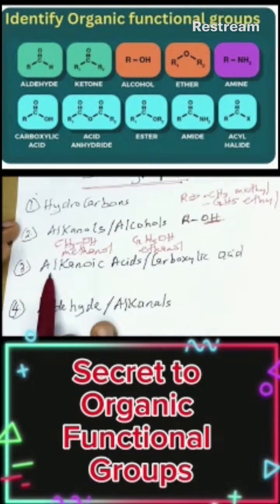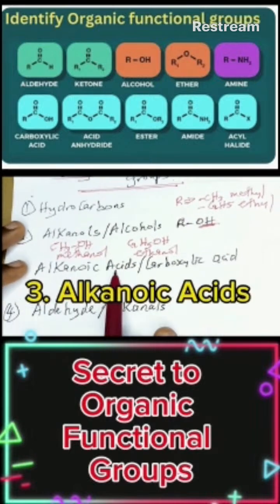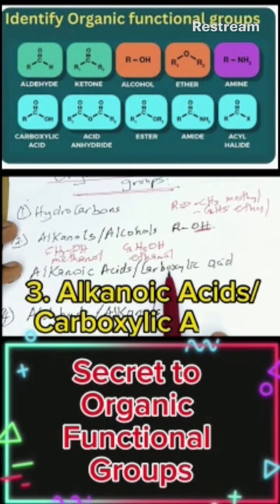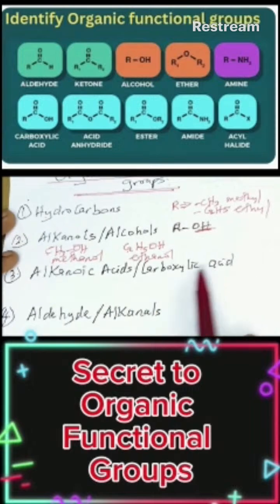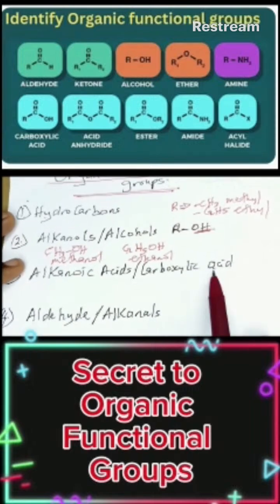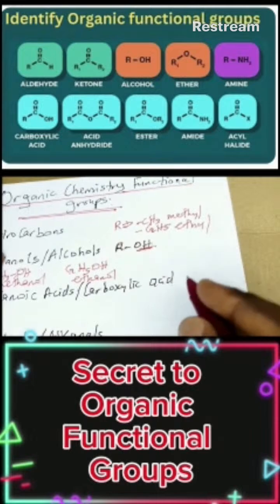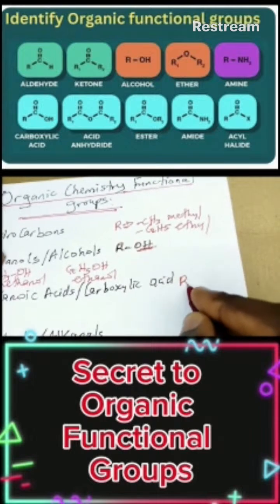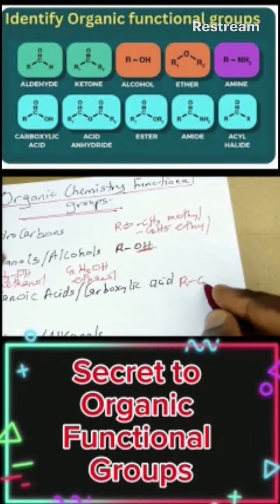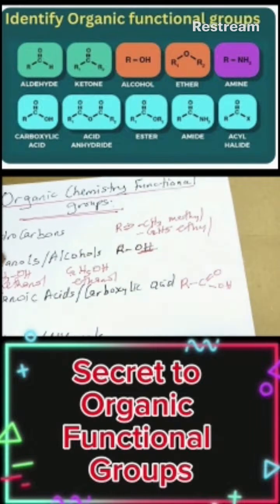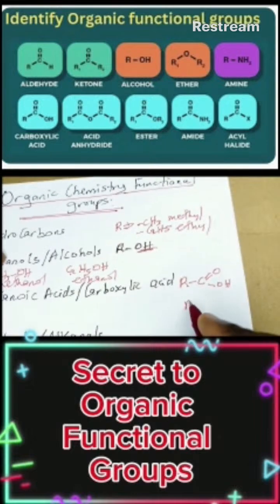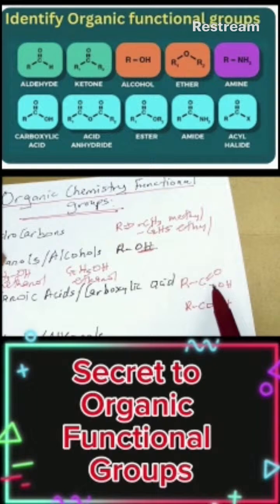Let's go to alkanoic acid. How can you identify alkanoic acid, which are generally called carboxylic acid? You can identify them when you have your R, which is the alkyl group, joining with a carbon, and that carbon is having O and another OH. In the compressed form, they can write it as R going to COOH. So both of them are the same. They are the alkanoic acid.